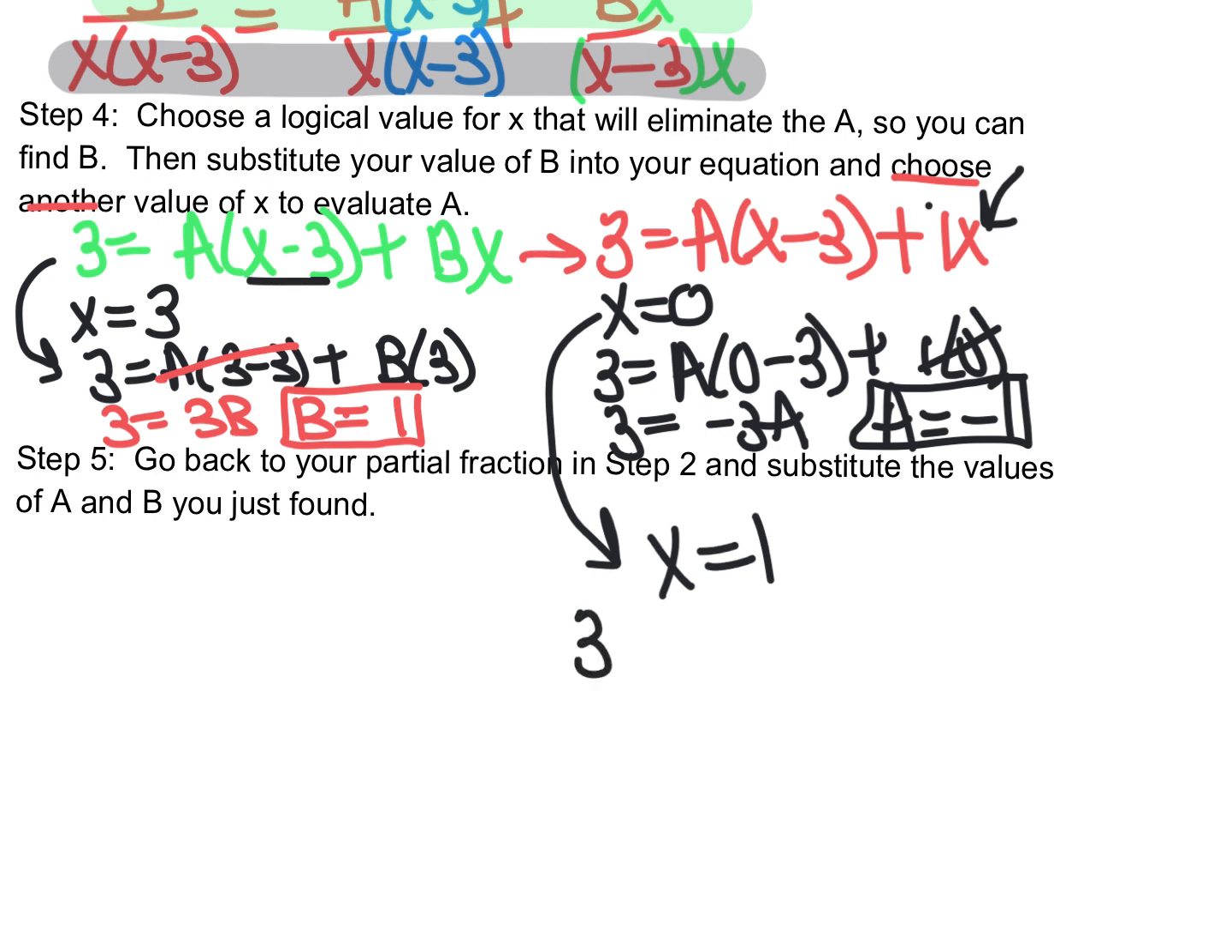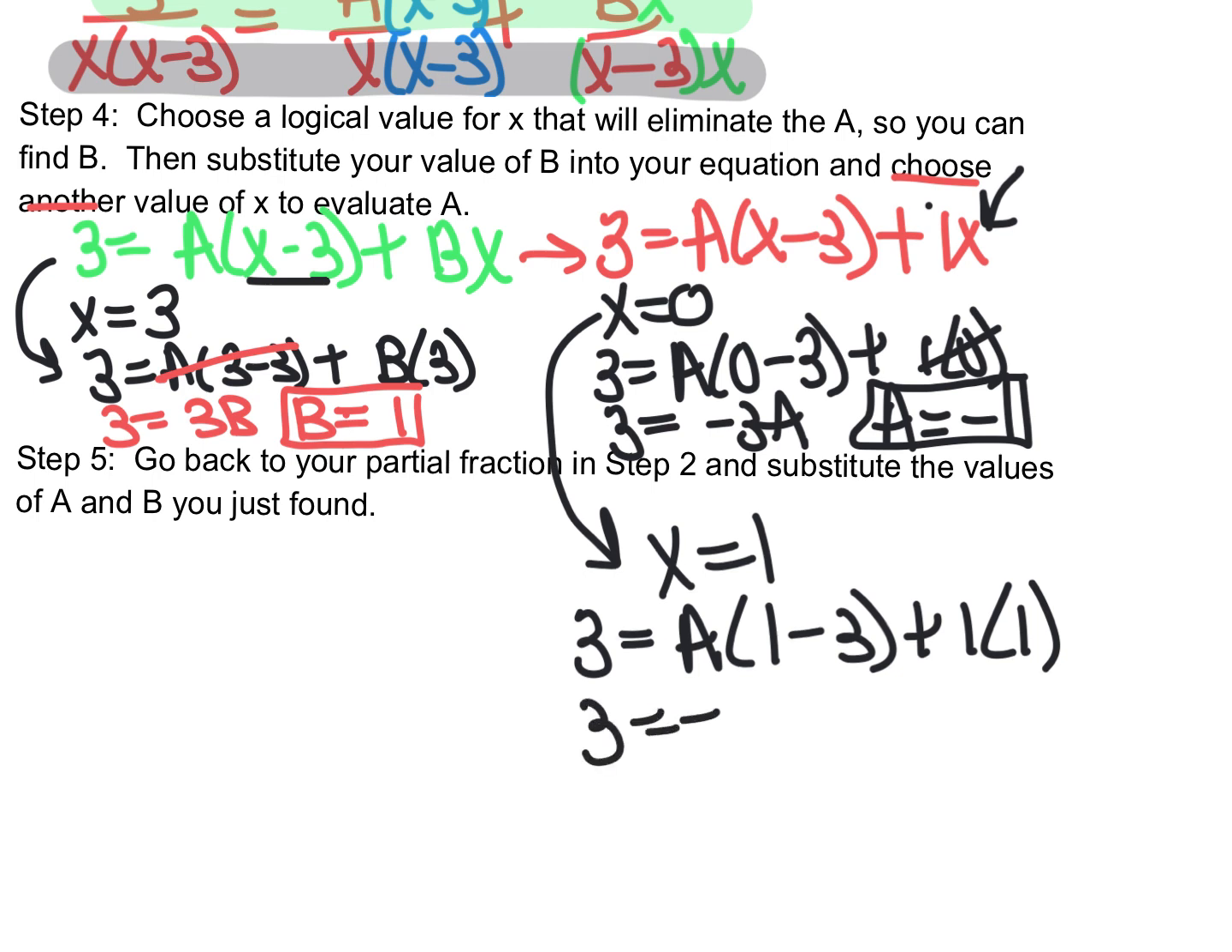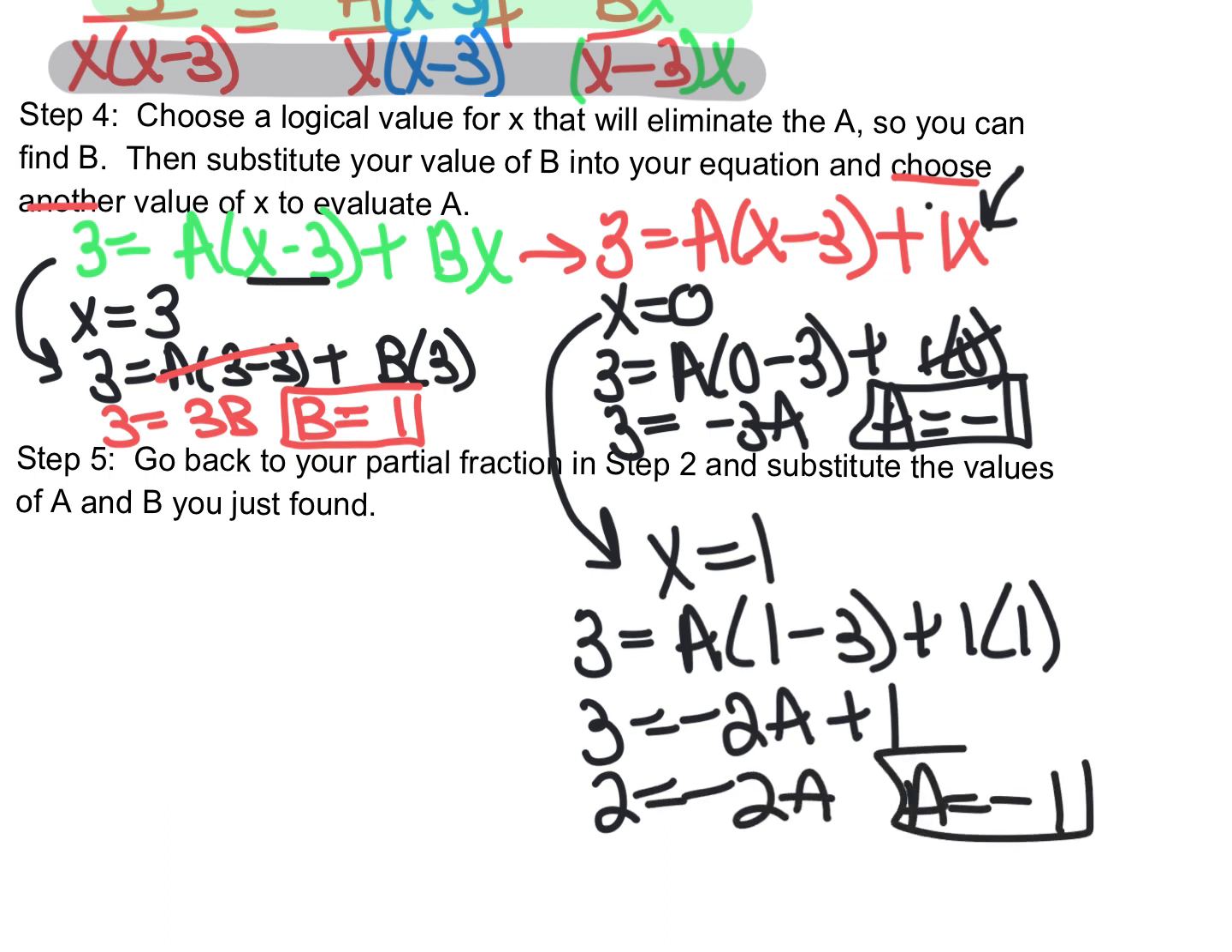So I'm going to say 3 equals A times 1 minus 3 plus 1 times 1. I just put 1 in for X. And we have 3 equals negative 2A plus 1. If I subtract 1 from both sides, I get 2 equals negative 2A, and A still equals negative 1. It doesn't matter what value I pick, because it'll be true for all values of X.